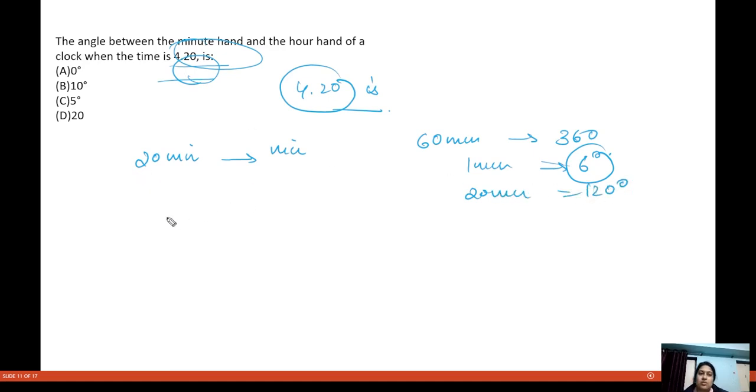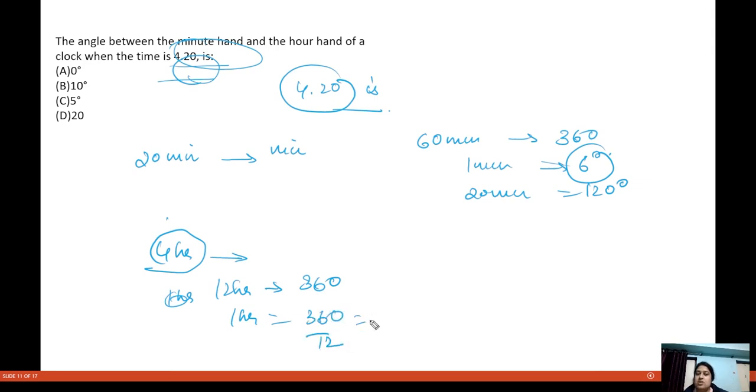Now let us go for this 4 hours. See, in 12 hours the hour hand travels 360 degrees. So in 1 hour it travels 360 divided by 12. That means in 1 hour it travels 30 degrees. So in 4 hours it is traveling 120 degrees. Fine. In 60 minutes it is traveling 30 degrees. So in 1 minute the hour hand is traveling half a degree. So in 20 minutes the hour hand is traveling 20 into half, that is 10 degrees.